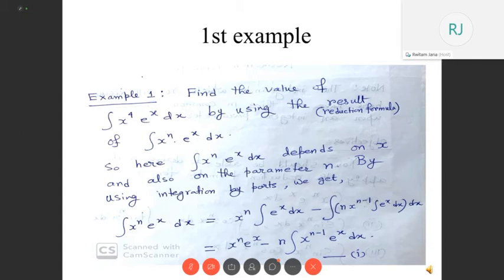Sir, tell me. If the question is find the value, then we can apply the reduction formula directly. Yes. And if it is asked to find the reduction formula, then we have to do all the process, find the value of I suffix n. Yes, exactly. Okay, thank you. Yes. Anybody else?